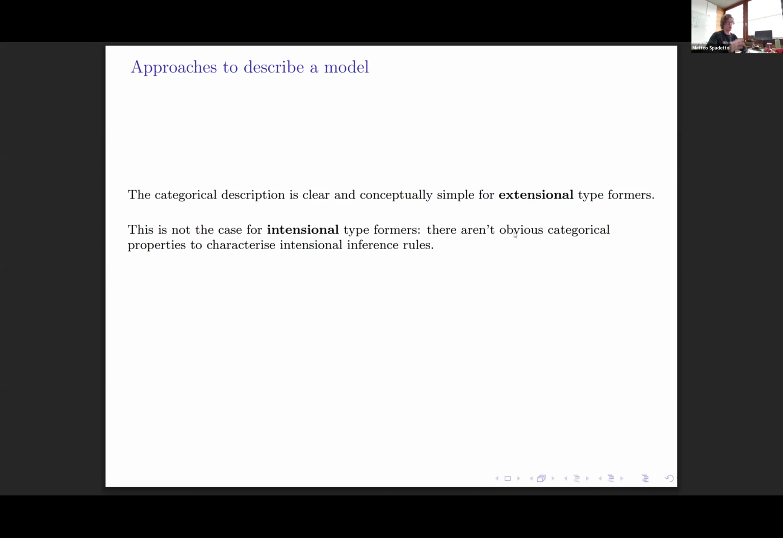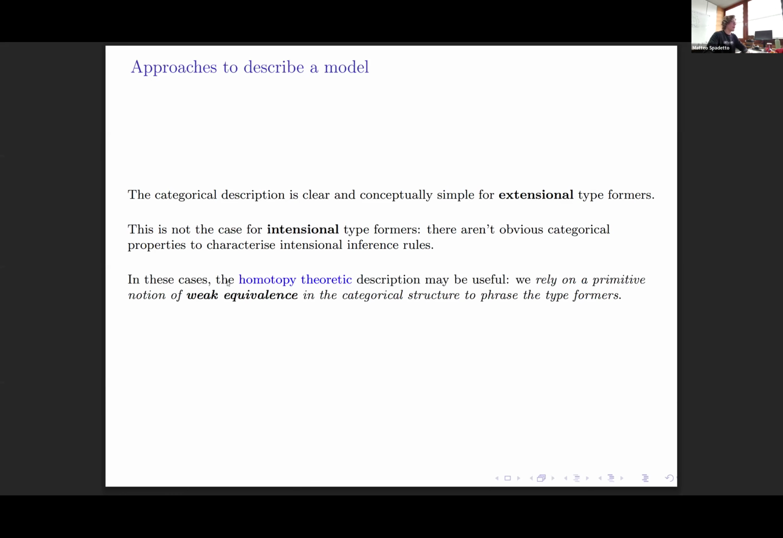In this case, I want to remark this, there aren't obvious one-dimensional categorical properties to characterize intensional inference rules. So in this case, a homotopy-theoretic description of models may be more useful. In this case, we work with categorical structures, with display map categories, where we also have available a primitive family of weak equivalences that we can use in order to phrase our intensional or axiomatic type formers. Because the idea is this: once you can talk about weak equivalences, you can weaken the rules that characterize extensional type formers. You can weaken them in order to capture intensional type formers without collapsing them to their extensional version.